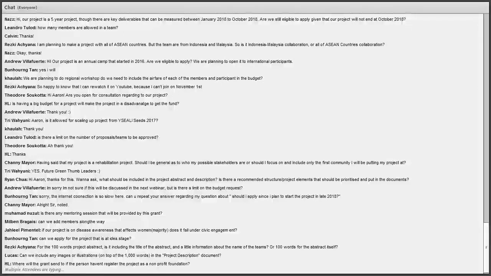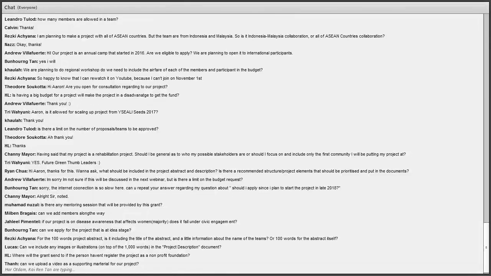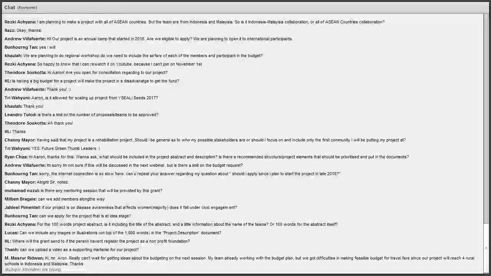Channy's question: having said my project is rehabilitation, should I be general as to who my possible stakeholders are, or should I focus only on a community where I'll be putting the project in? You should try to put both in. Try to make your project as descriptive as possible, but also know who you're trying to impact. Impact is what we look for here.